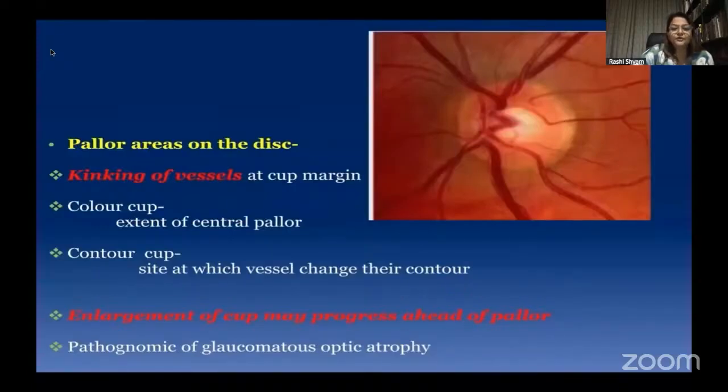As the enlargement of the cup progresses ahead of the pallor, we can deem it as a glaucomatous optic atrophy. This is opposite to when we see much more pallor and less of cupping. If there is much more pallor, it is a very, very chalky white pale kind of disc, and the cup is not so much. If you can see that the cup is 0.7 or maybe 0.6, and still it is a very, very pale disc, then that is a red flag, but it points towards more of a neurological cause of the optic nerve head damage occurring.